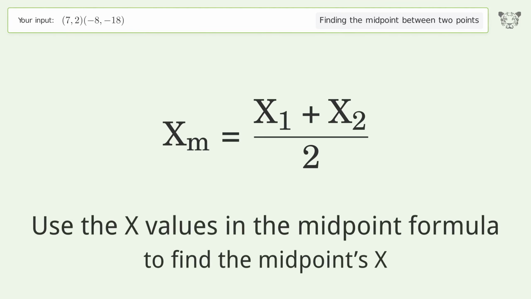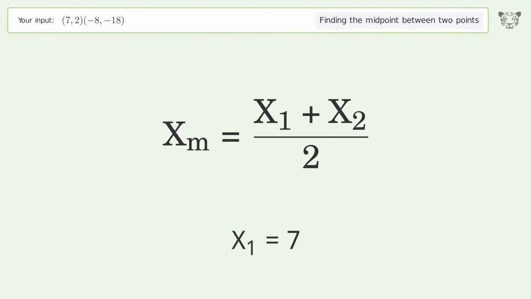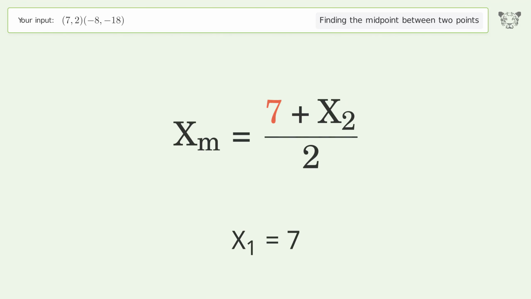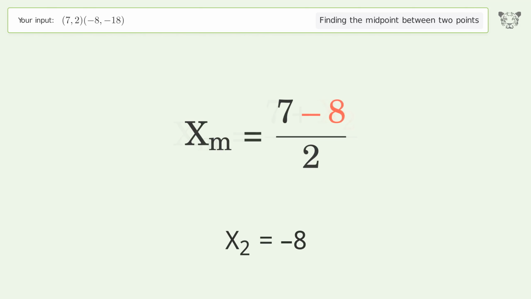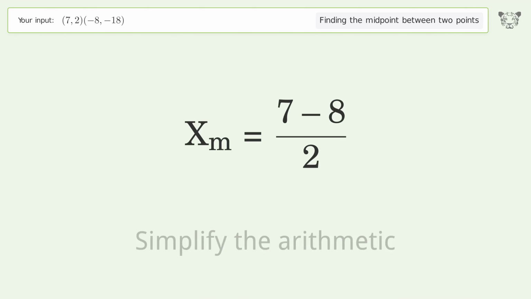Use the x values in the midpoint formula to find the midpoint's x. x1 equals 7. x2 equals -8. Simplify the arithmetic.